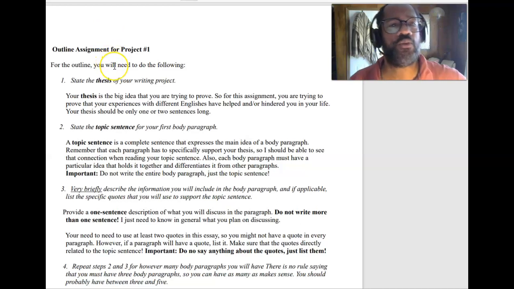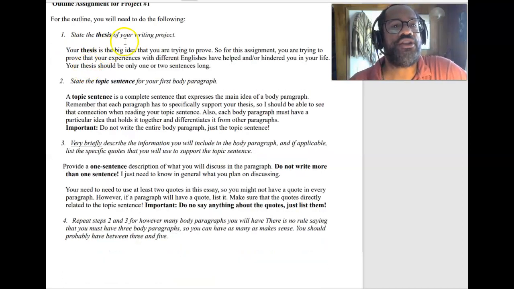So let's think about what I want for this outline assignment, and then we'll see how that fits in with the general nature of organization. So the outline assignment for project number one. For the outline, you need to do the following. So the first thing you'll do, and by the way, I'm going to explain all of this, and then in just a little bit, the next page of this document that you have on Blackboard has a sample outline. So you'll see exactly what it's supposed to look like.